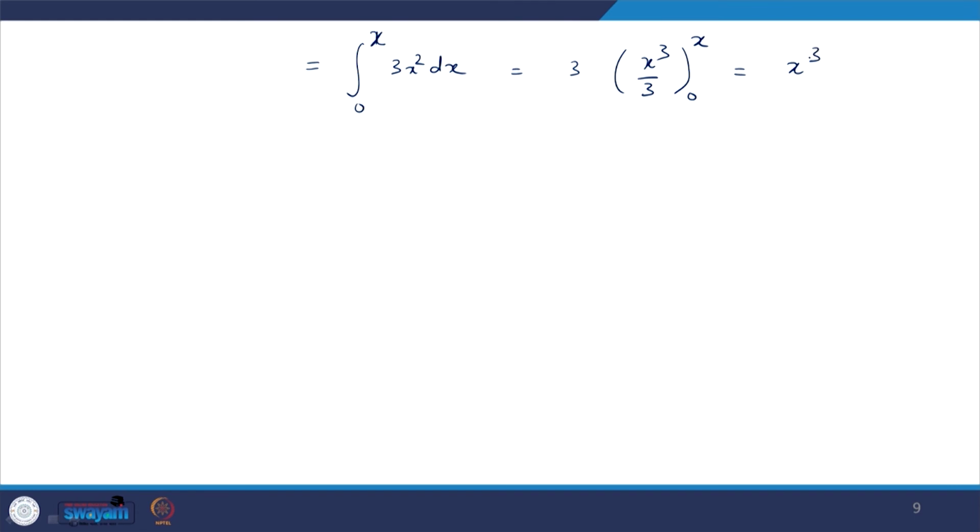So, what will be the CDF now? The CDF will be, when x is less than or equal to 0, it will be 0. Between 0 and 1, it will be x cube, and when x is greater than or equal to 1, it is 1. So, this is how we can define the CDF of x.